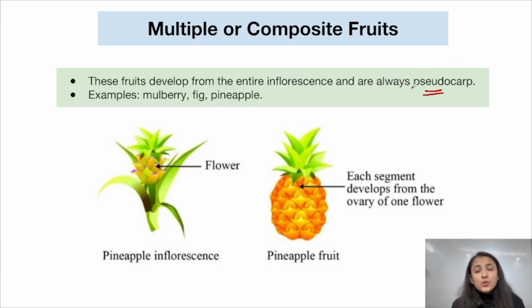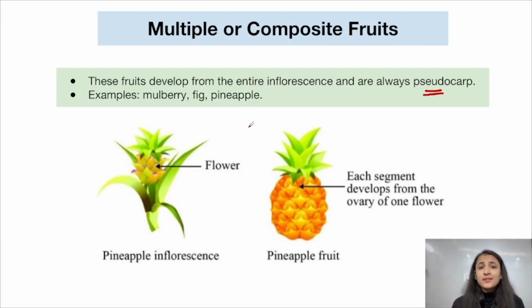What are pseudocarps? Pseudocarps are false fruits. In these fruits, apart from the ovary, various other floral parts are also involved in the formation of the fruit. Normally, we know in normal fruits that the ovary is responsible for the formation of fruit. But in pseudocarps, certain other floral parts also contribute to the formation of the fruit. For example, in the case of apple, the thalamus region is involved in the formation of the fruit. So apple is also a pseudocarp.